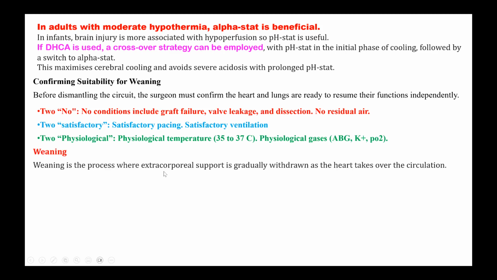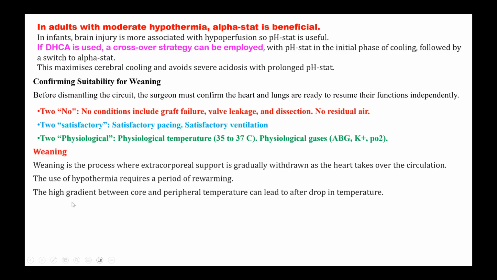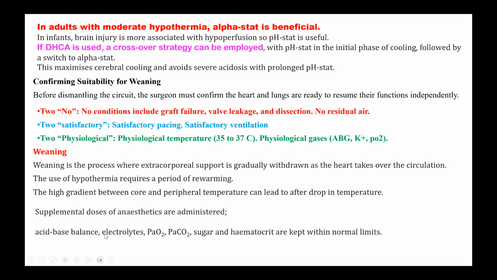Weaning is a process where extracorporeal support is gradually withdrawn as the heart takes over the circulation. The use of hypothermia requires a period of rewarming, and the high gradient between core and peripheral temperature can lead to afterdrop in temperature. So you must try to get the peripheral and core temperature close to each other. Maximum difference can be just 1 degree centigrade. And supplemental doses of anesthetics are administered.